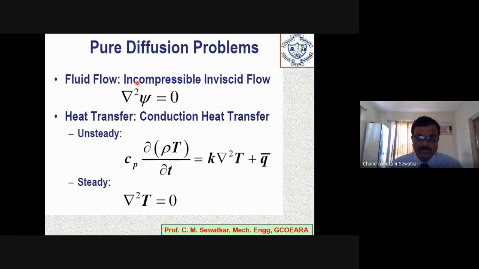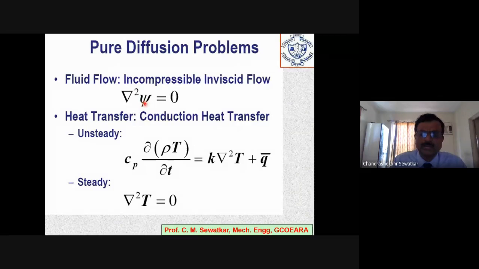Our objective is to understand the finite volume methodology. Our objective here is not to go through the details of fluid mechanics or heat transfer as such. We are going to solve problems in fluid mechanics and heat transfer, but our objective is to understand the finite volume methodology of computational fluid dynamics. As all of you must have studied, if it is an incompressible and inviscid fluid flow, we can represent it as grad square psi is equal to 0, where psi is nothing but a stream function.